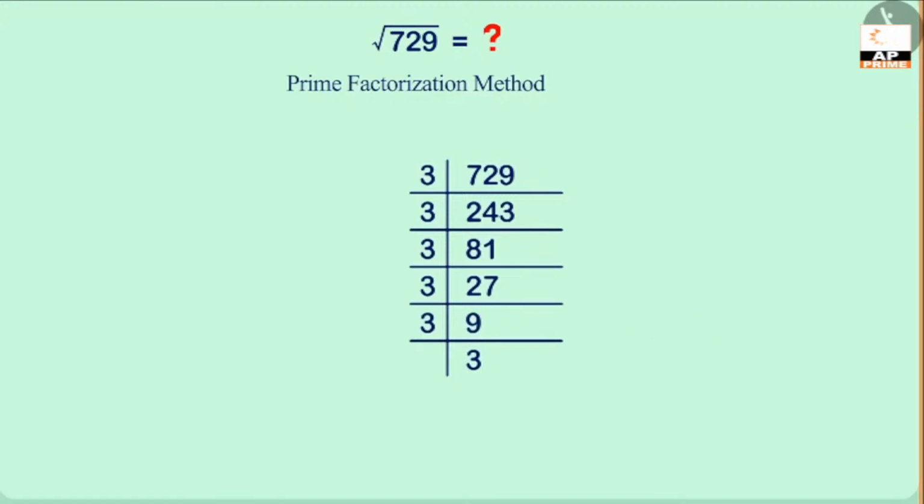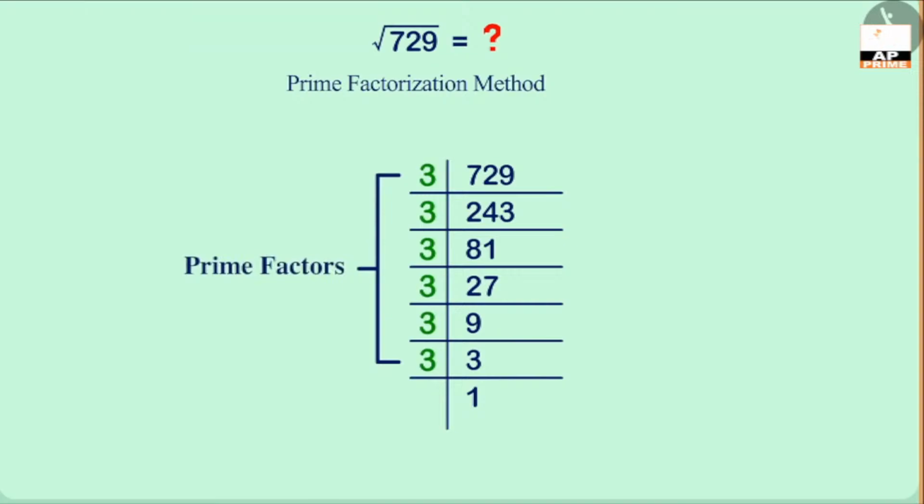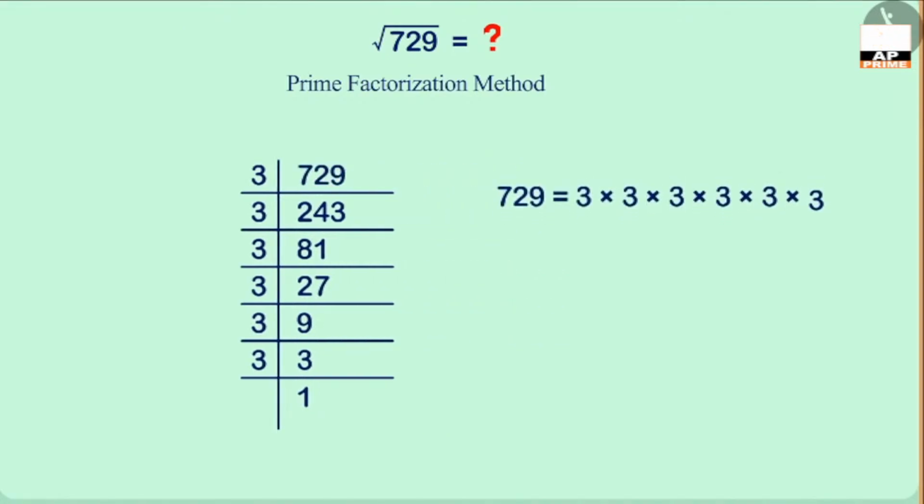Now, we get the number 3 in the last row of the second column, which is a prime number which has only 2 factors, the numbers 1 and 3, which we mark like this. All the prime factors of the number 729 are written in the first column. And number 1 is the remainder in the last row of the second column, indicating that the process is over. We can write the number 729 as the product of its prime factors.